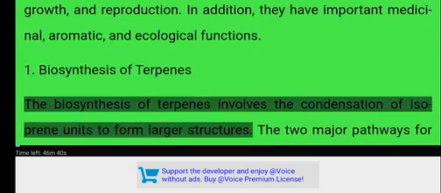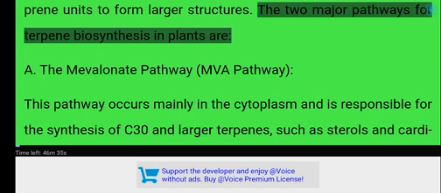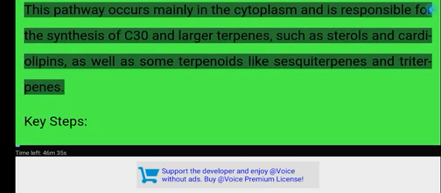1. Biosynthesis of terpenes. The biosynthesis of terpenes involves the condensation of isoprene units to form larger structures. The two major pathways for terpene biosynthesis in plants are, first, the mevalonate pathway, the MVA pathway. This pathway occurs mainly in the cytoplasm and is responsible for the synthesis of C30 and larger terpenes, such as sterols, as well as some terpenoids like sesquiterpenes and triterpenes.